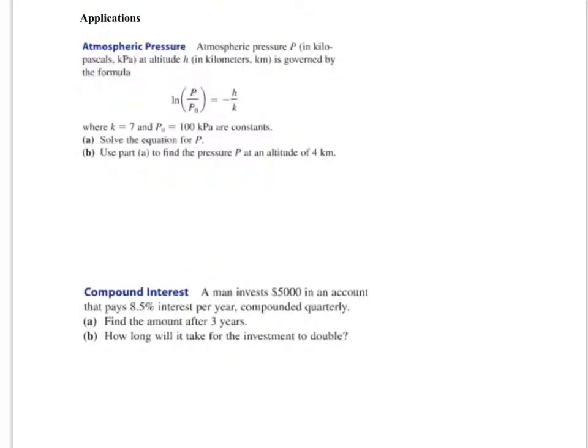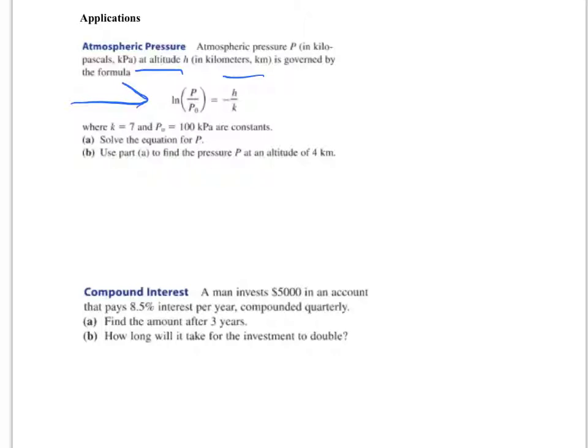Atmospheric pressure P in kilopascals at altitude h in kilometers is governed by this formula. The natural log of P divided by P sub 0 is equal to negative h divided by k. We're given that k is 7 and P sub 0 is 100 are constants. We want to solve this equation for P.